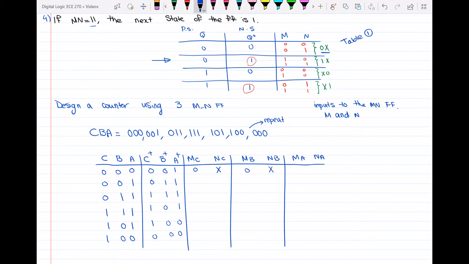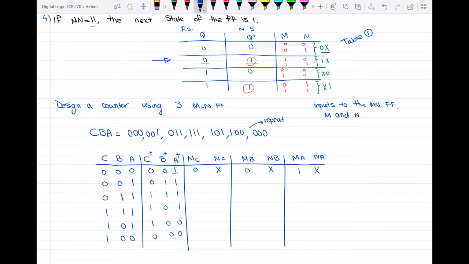Then for MA and NA, which are the inputs to flip-flop A, when we look here, I have the present state equal to 0 and the next state equal to 1. So I have to go back to table 1. I have the present state equal to 0 here and the next state equal to 1. So what would be my MN? It is 1X, right? So I have to do this for all the rows of this table. Okay, so let's do it together.